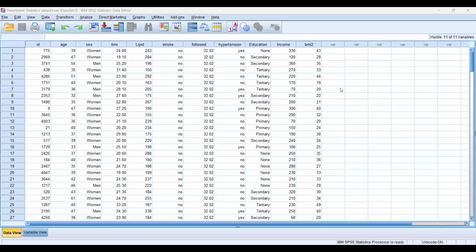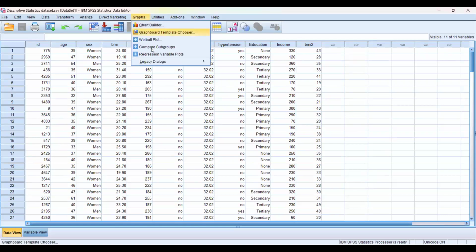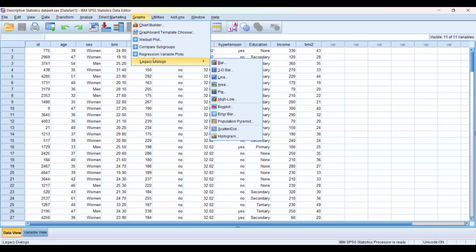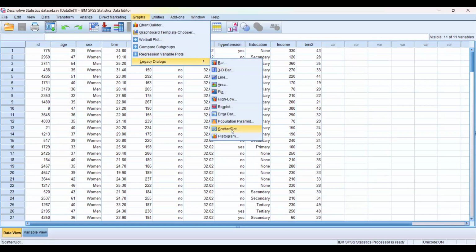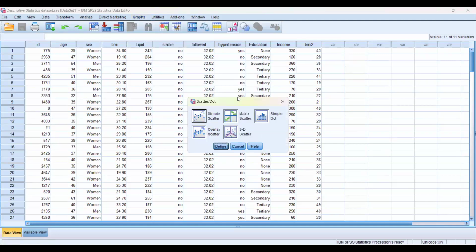All right. So I have here my data. I go to graphs. I go to legacy dialog. Graphs, legacy dialog. And if you look at this legacy dialog, you will notice that we have a scatter plot somewhere there. I click on scatter plot. It brings me another dialog box. I just want to do a simple scatter plot. I select and then I define.